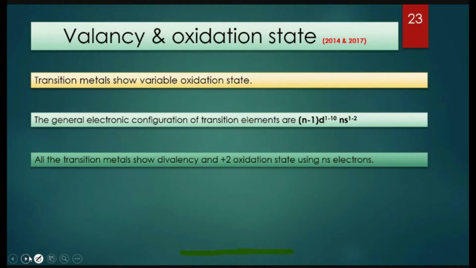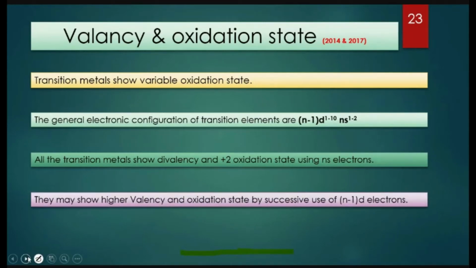So look at the general electronic configuration. (n-1)d 1 to 10 refers to inner d orbital, and ns refers to outermost s orbital. So all these elements readily lose the electrons present in the outermost s orbital. Thereby, they are going to have valency as 2 and oxidation number as +2. They may show higher valency and oxidation state by successive use of (n-1)d electrons. So when they lose the electrons present in the outermost s orbital, they acquire oxidation state as +2 and divalency as 2.